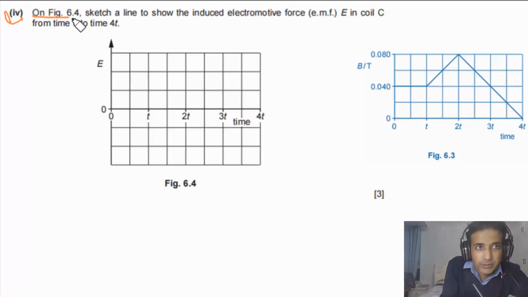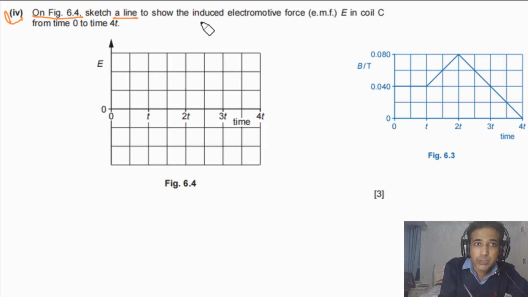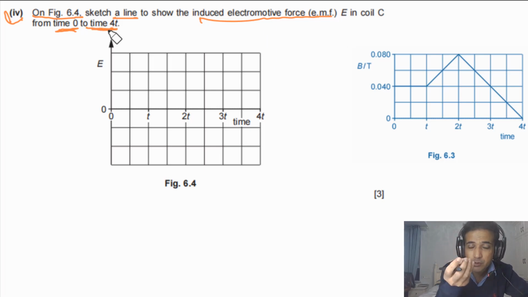Part 4 says on figure 6.4, sketch a line. It doesn't mean that you need to sketch a line. It means you need to sketch a graph. So don't get confused with this language. Sketch a line means sketch a graph. It can be a curve, it can be a straight line, to show the induced electromotive force E in coil C from time t equal to 0 to t equal to 4t. So simply we need to sketch a graph of induced EMF in coil C against time.